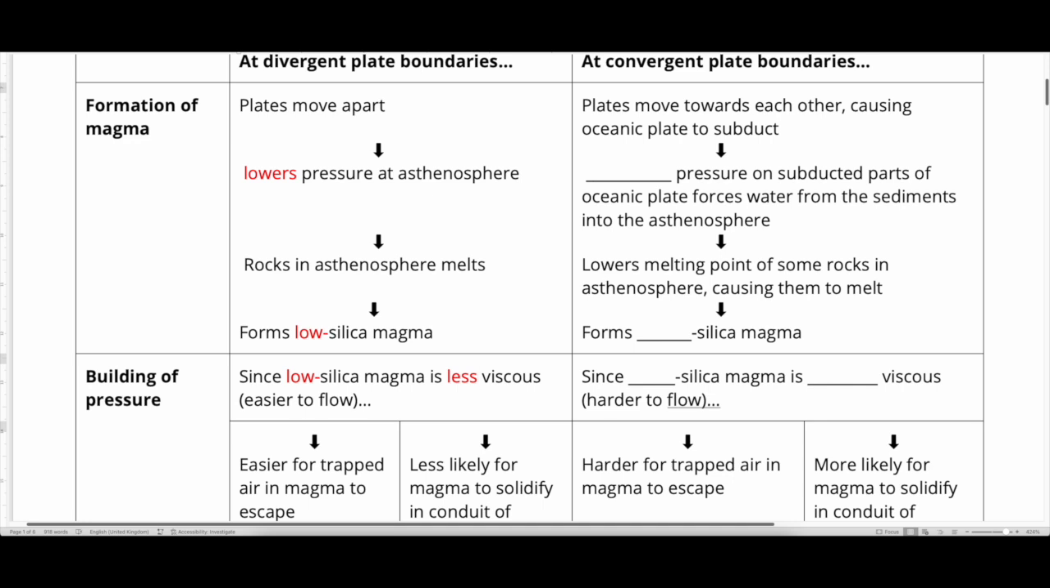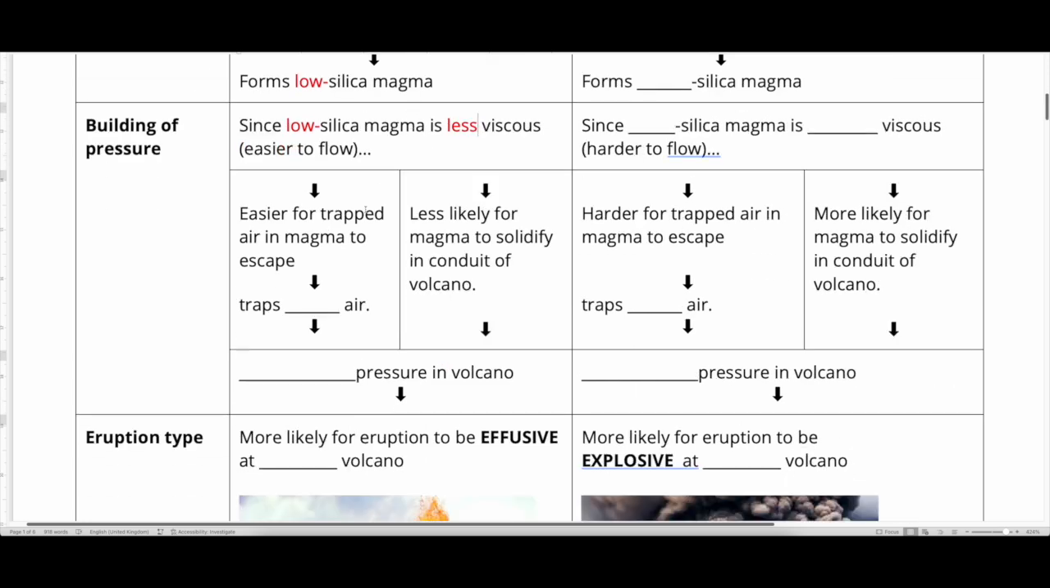I'm not sure if you still remember the honey and the peanut butter experiment. Honey is the less viscous one, which is easier to flow. So when it's easier to flow, air inside the magma is easier to escape, so there's less air being trapped. Also, because it's easier to flow, it's less likely to get stuck in the conduit of the volcano, the part where the magma flows from the chamber onto the surface of the earth. So it's more likely to flow very smoothly rather than solidify and get stuck.